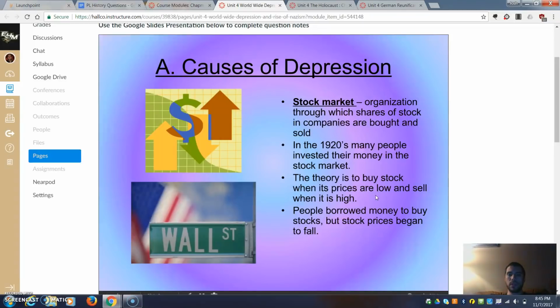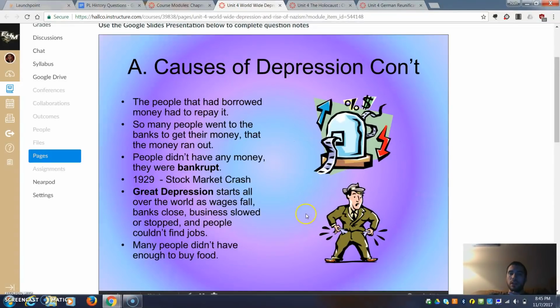Well, people are going to borrow money to buy stocks, but the stock prices begin to fall. The problem is that this is basically gambling. Think about it. If I buy a stock at $100 and all of a sudden that stock price plummets, it goes down to a penny, what have I done? I've lost money, right? I just lost $100 basically. That is what happened. People borrowed the money to buy the stocks, and then they lost that money and they couldn't pay it back.